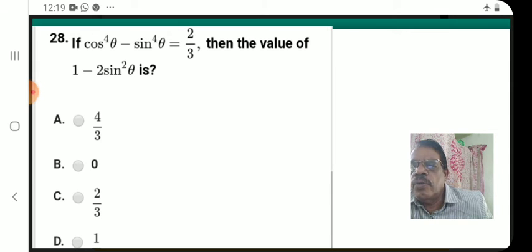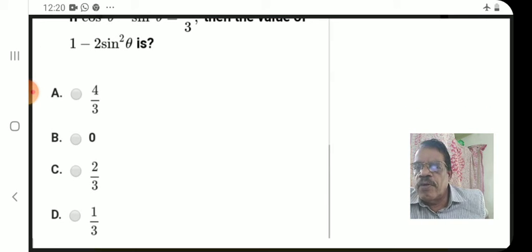Next: if cos raised to 4 theta minus sin raised to 4 theta is 2/3, then find the value of 1 minus 2 sin square theta. അപ്പോൾ cos raised to 4 theta minus sin raised to 4 theta equal to 2/3 ആണെങ്കിൽ 1 minus 2 sin square theta എത്രയാണ് എന്നുള്ളതാണ് ചോദ്യം. Your answers are A is 4/3, B 0, C 2/3, D 1/3.